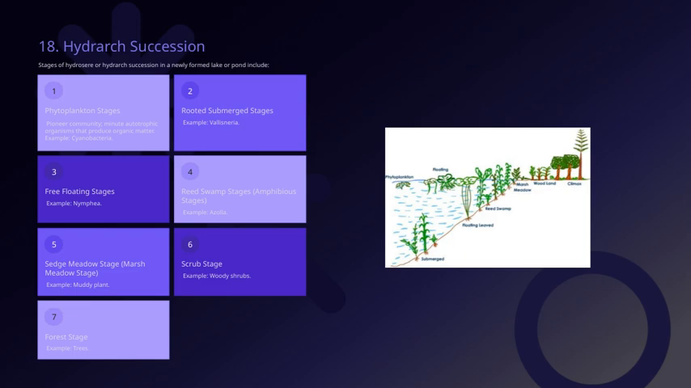Finally, in the forest stage, trees dominate. Over time, the area becomes a forest, with woody shrubs giving way to larger trees, completing the process of succession. This entire sequence illustrates how aquatic ecosystems evolve into terrestrial ecosystems, reflecting the dynamic and gradual nature of ecological succession.